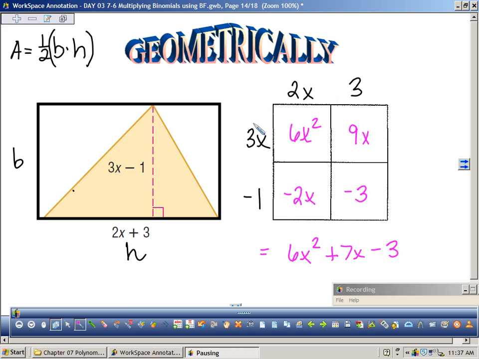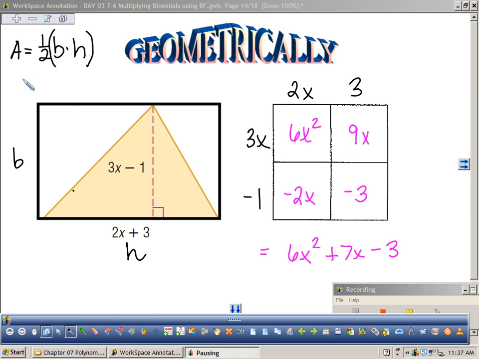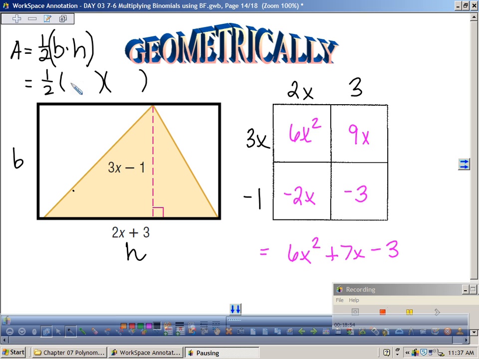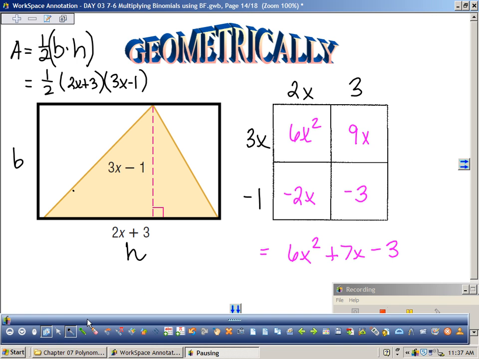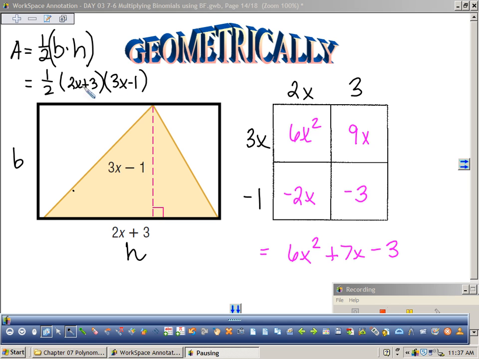All right, so that is base times height. What you did, Gilbert, I'm taking the credit for that. Area equals 1/2. I found the base times the height. The base is 2x plus 3, and the height is 3x minus 1. So what Gilbert did was set that up using an area model. What's the last thing we need to do, Gilbert? I've got base times height. What's the only thing you haven't done?